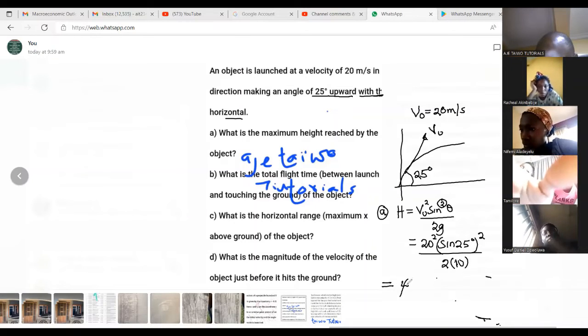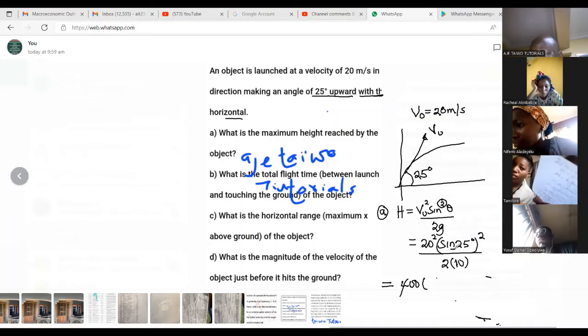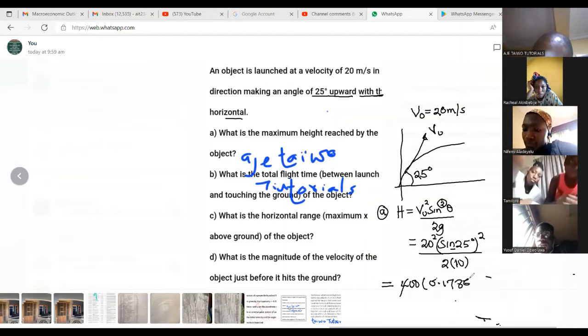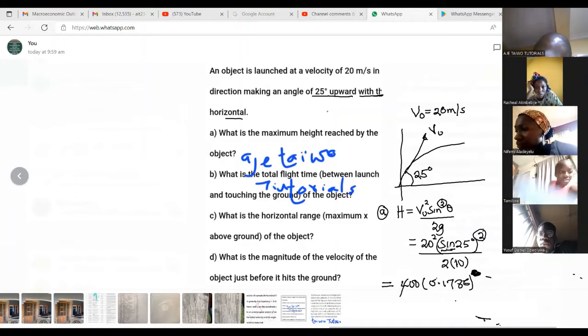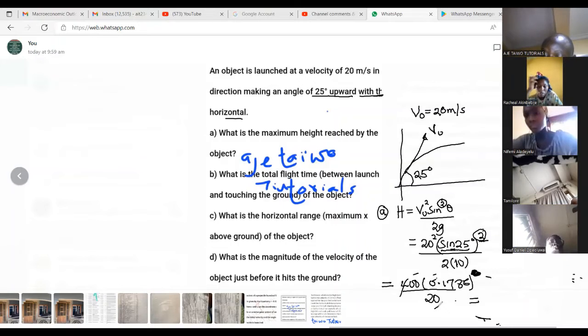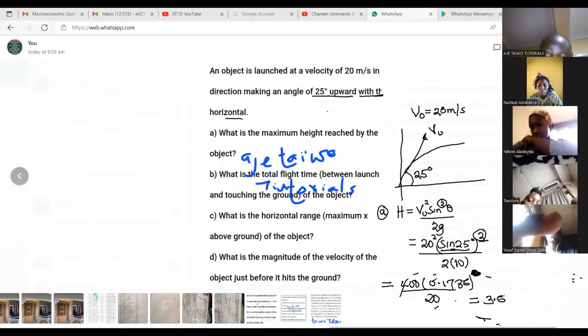20 squared is 400. Sine 25, one person should tell me. 0.4226. I've squared it already. Okay, you have squared it. So you first found sine 25 and you squared the answer. You gave us this all over 20. So give me the final answer. That'll be this times this over this. Final answer. 3.6. 3.6 what? Meters. Thank you.